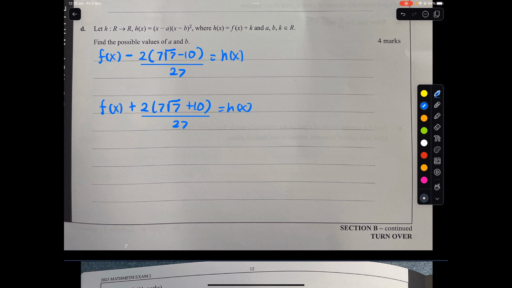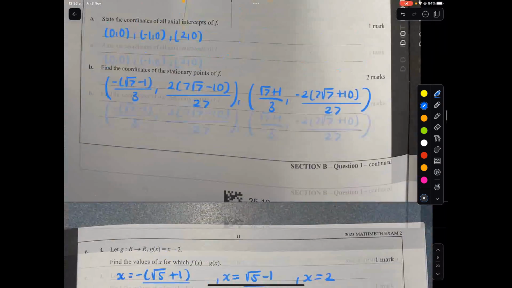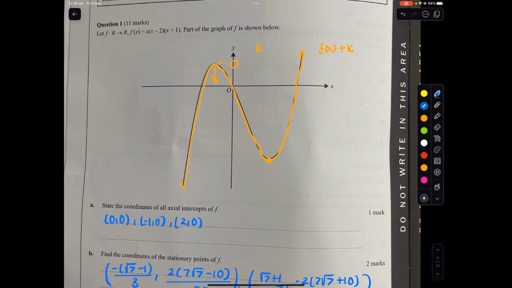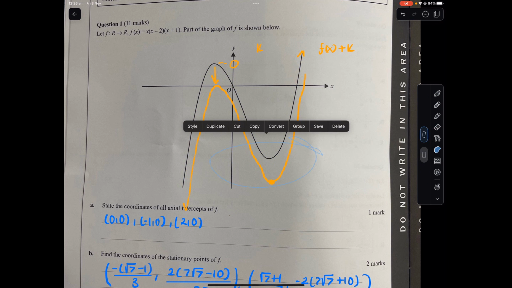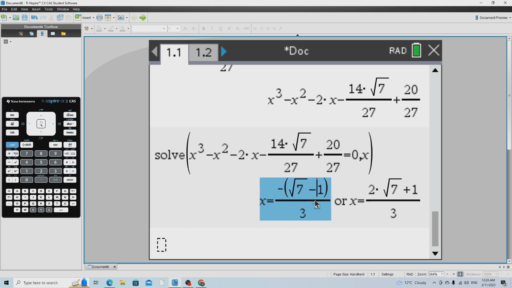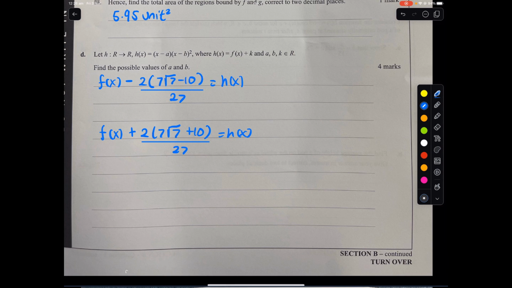So which one's a and b? Well, let's go up and have a look on top again. So this one's when we translate it down. The b value, which is the squared value, is going to be the negative one, so this over here. So one case for this one is that b is negative root 7 minus 1 all over 3, and a is therefore 2 root 7 plus 1 over 3. So these are your two.